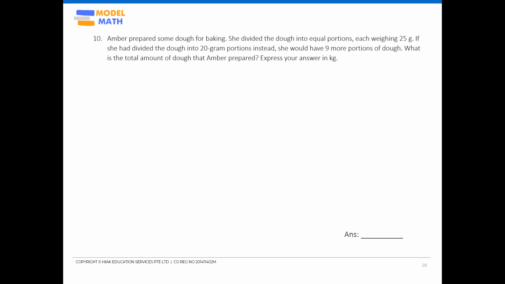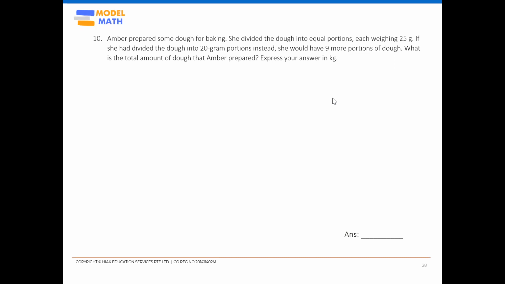So what we understand is the total amount of dough did not change for both scenarios. It's the same. However, the challenging part here is I do not exactly know how many portions are there in each scenario. I only know that the difference in portions is 9 portions. That's all I know. So how do we approach this question? How can we record down our information?